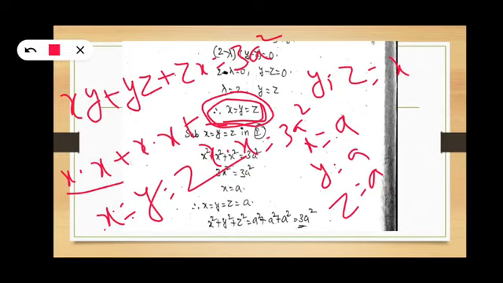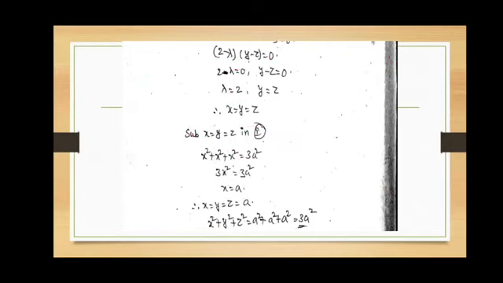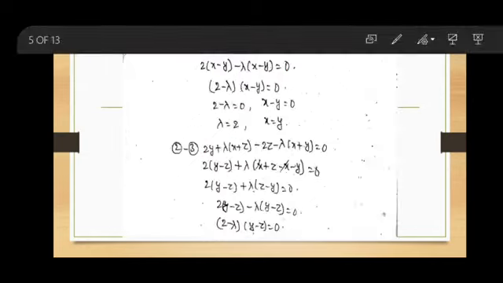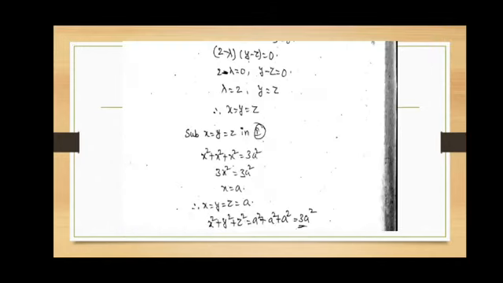This is a minimum value. Why? Because it is greater than 0. So it has the minimum value. So we say that the given function has a minimum value. This is about Lagrange's method of undetermined multipliers. That means here we take lambda as an undetermined value and proceed.